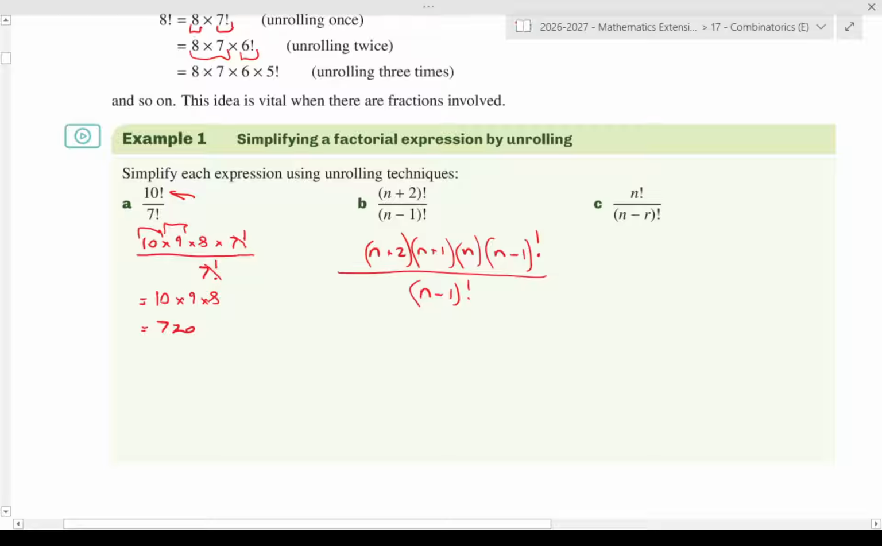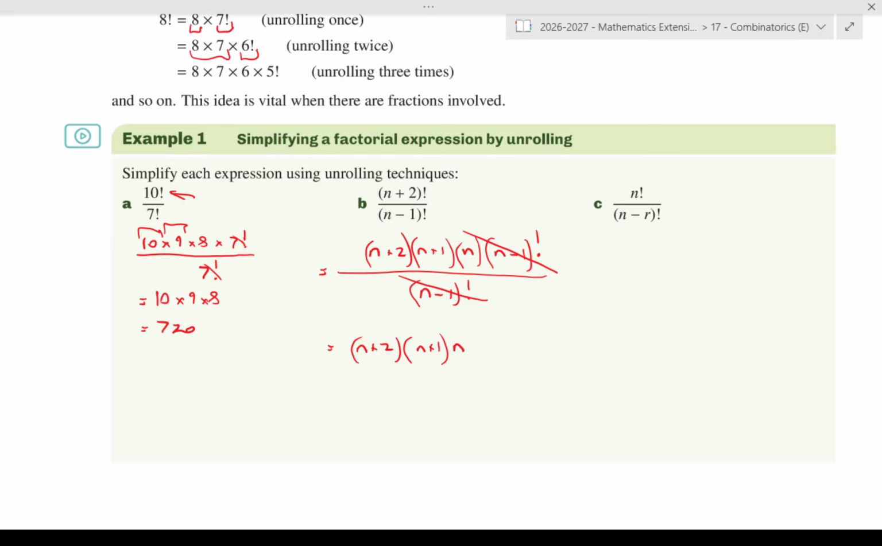So you can see what we've done. If you think of it in terms of numbers, you've got 10 is the same as 8 plus 2. 9 is the same as 8 plus 1. 7 is the same as n minus 1. So that's all we're really doing. We're just unrolling it until we can get the common factor. Then we can cancel them out, and we're left with n plus 2, n plus 1, and n, which we could actually leave like that. I'll just take it out of the bracket, so we've got that. And we can leave it unexpanded. I hope that one makes sense.